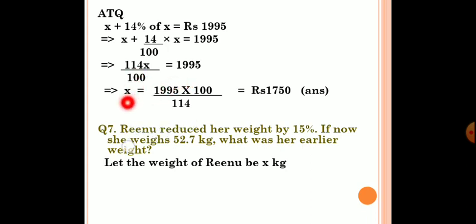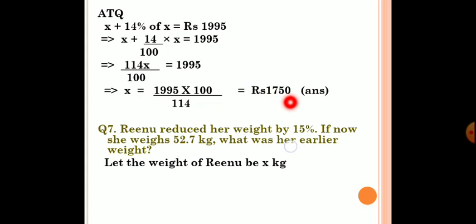So finding out the value of x, keeping the x on the left hand side, x is equal to 1995. This 100 will go to the right hand side in multiplication form, and 114 will come down in division form. So solving this, 1995 into 100 divided by 114, we will get 1750 as the answer.